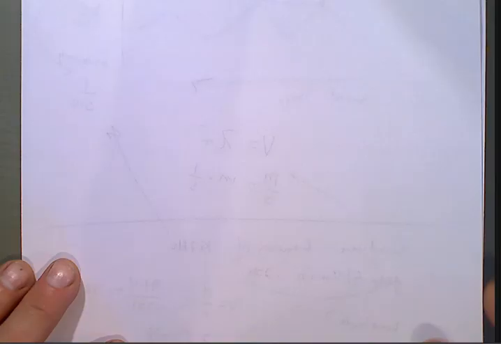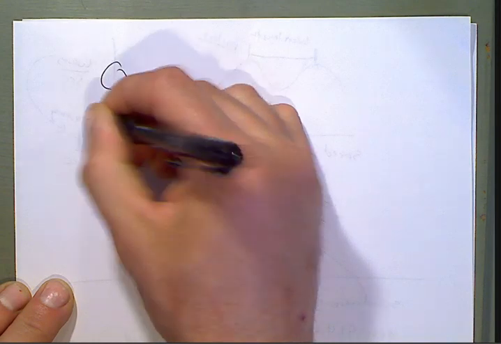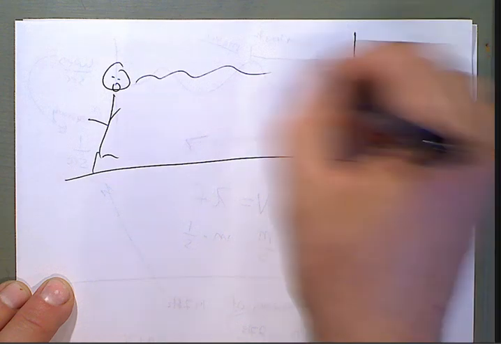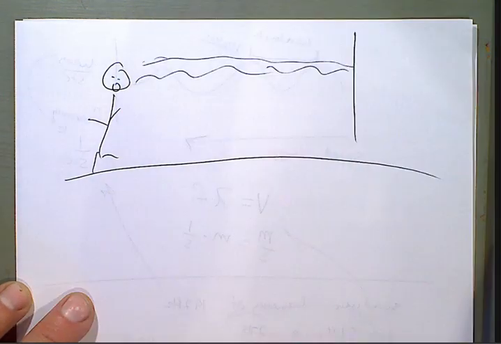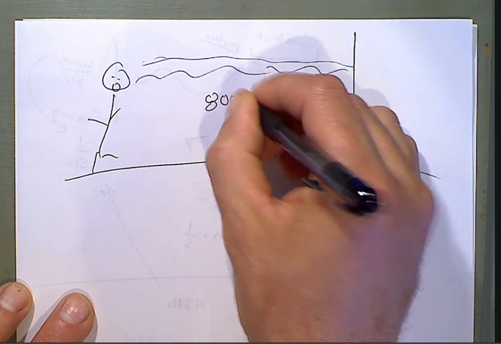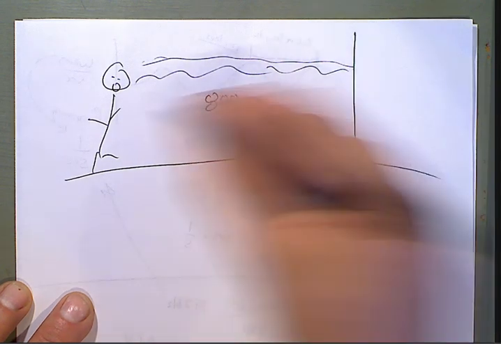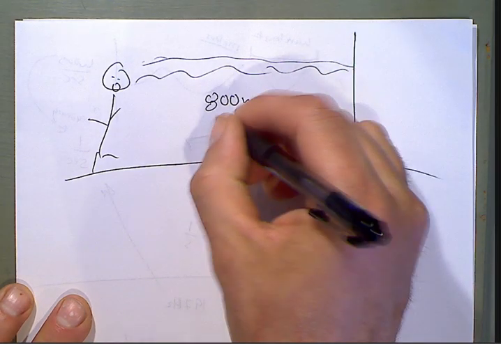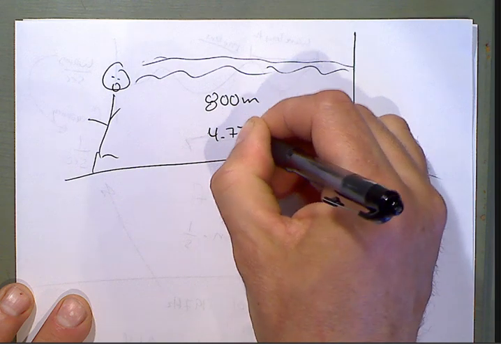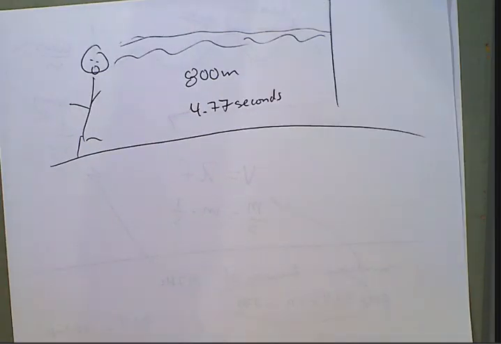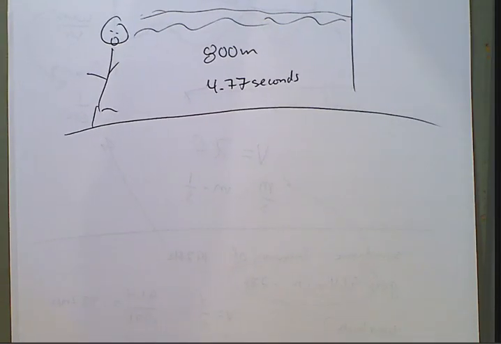Here are some other ones. There's one on there that I think might throw you a little bit, so I'll go ahead and do it. The idea was for an echo. Let's say you've got a guy, there he is, yodeling, and then he hears it come back. Let's say the distance from here to here is 800 meters, and let's say he hears his yodel come back in 4.73 seconds. Let's go with that. The question would be, what is the speed and what is the wavelength?